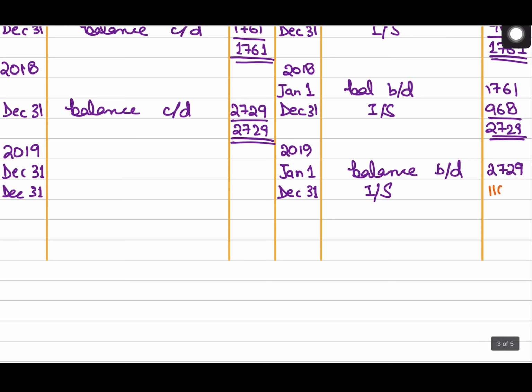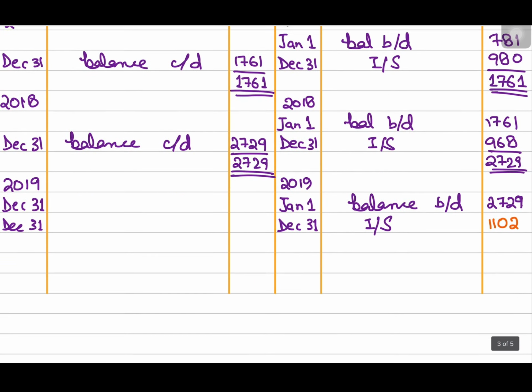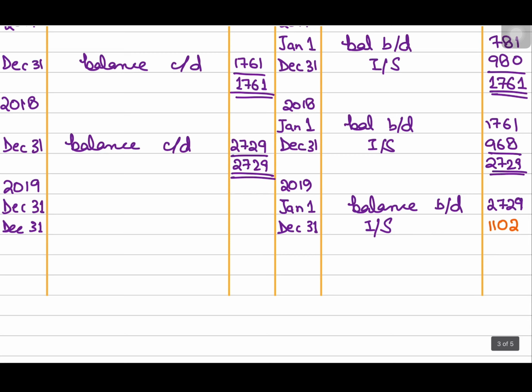Now we learned in the previous video that we have to remove two things. First one was the cost, and we have removed the cost. Right here we removed the cost. Now second thing that we also have to remove is the accumulated depreciation on the asset that is now being disposed of. So we have to remove that as well. And what was the double entry for that? We used to credit the disposal account and we used to debit the provision for depreciation account with the figure of accumulated depreciation.